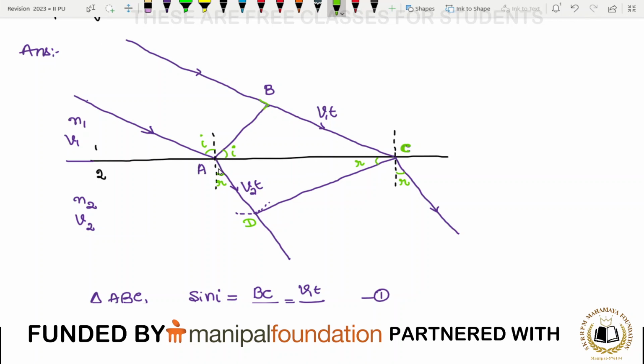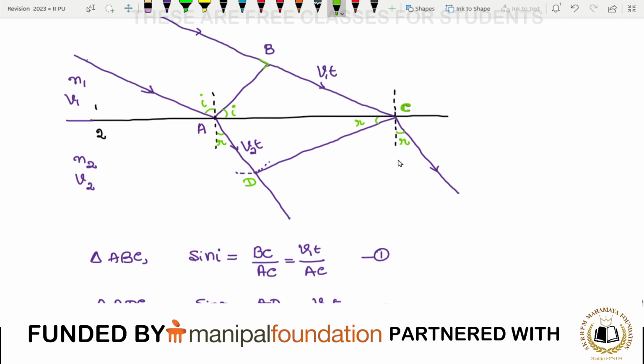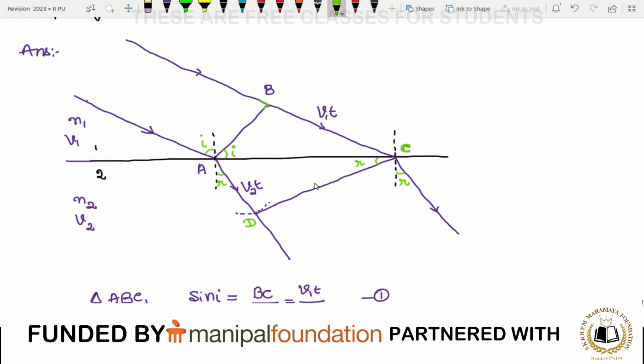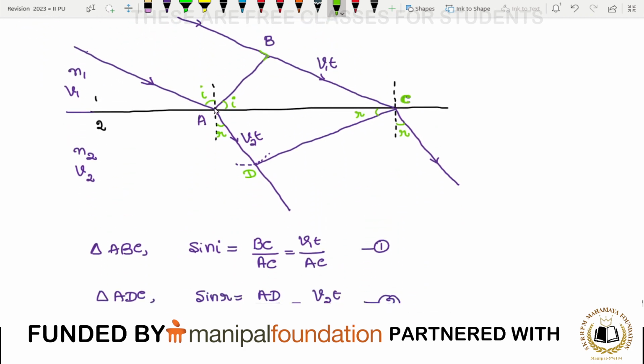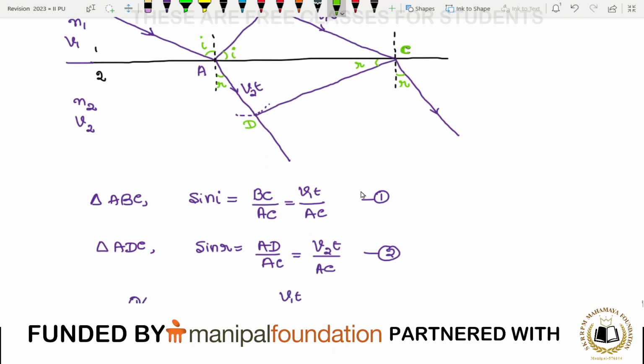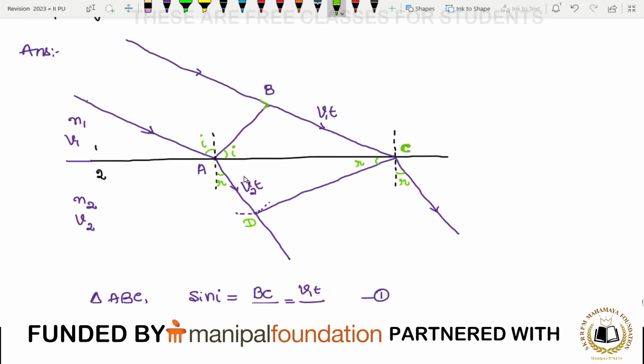First we'll take this triangle ABC. Sin I is equal to opposite side. What is that here? BC by AC, that becomes V1t by AC. Sin R is opposite side AD by AC. AD is V2 into T by AC.